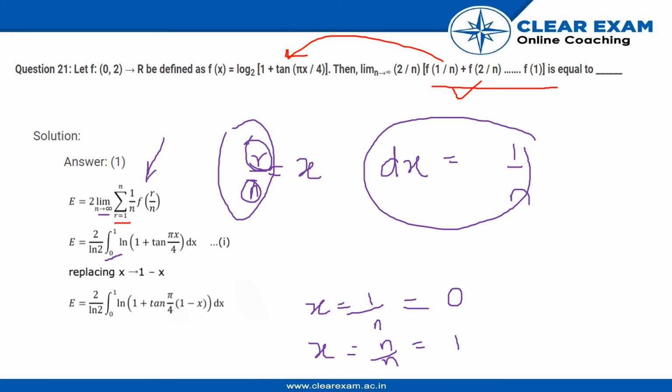So we have the next limit to be 1, and we have log of 2, which we can write as ln of the same term over here, 1 plus tan of pi x by 4, upon ln of 2, which by using the logarithm rule, we get the ln 2 in the denominator.